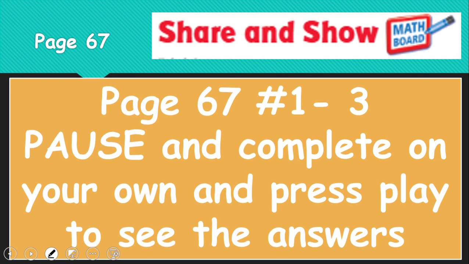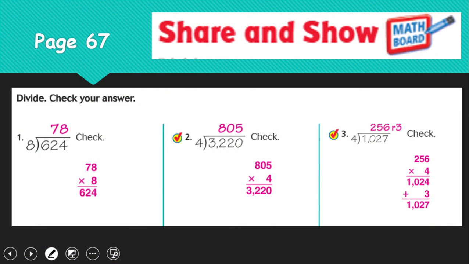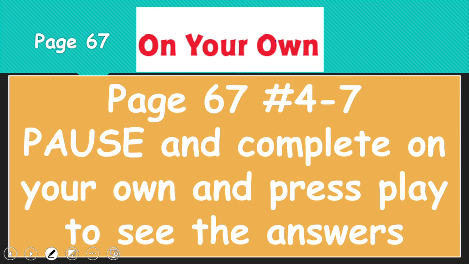But you're going to complete page 67, all of 67. Do your best to do as much as you can. This is just practice to show what you learned through the direct instruction. So page 67, problems 1 through 3, go ahead and pause, complete on your own, and press play to see the answers. There are your answers for 1 through 3. Now you complete on your own page 67, problems 4 to 7. Pause, complete on your own, and then press play to see the answers.